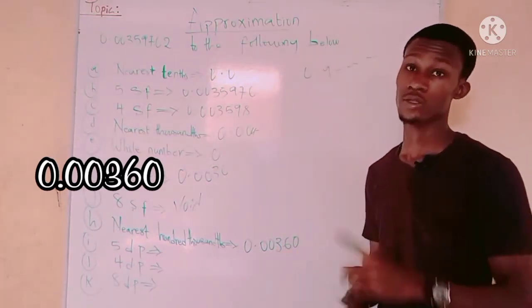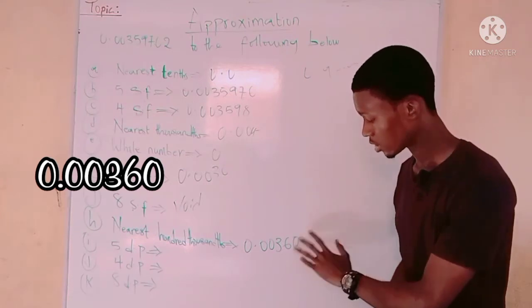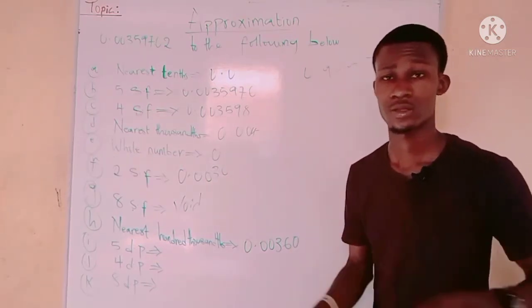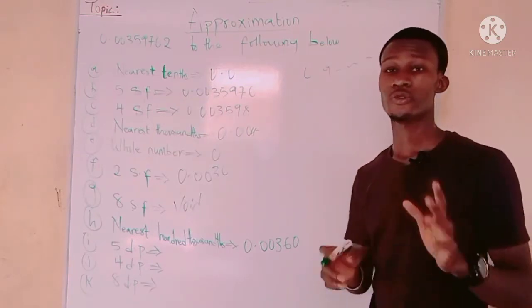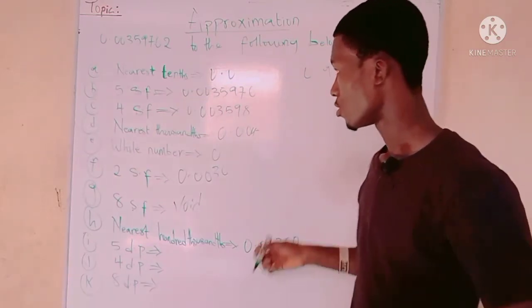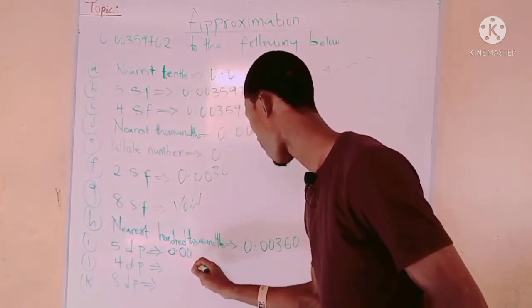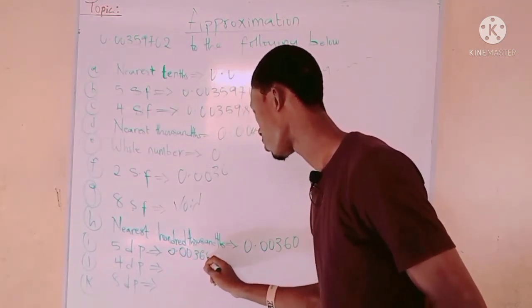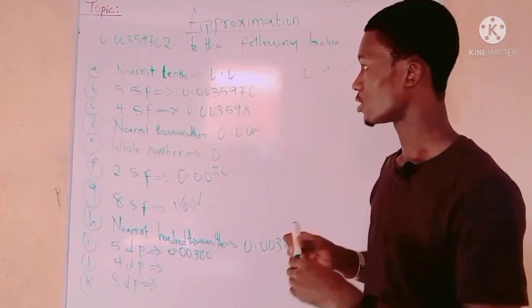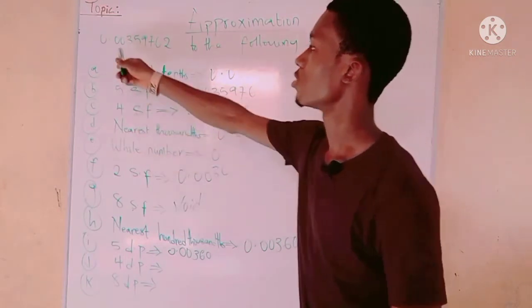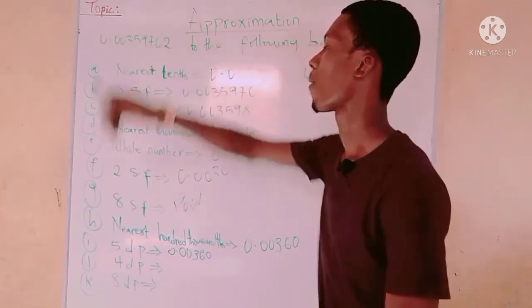We shouldn't forget our 0, it is very important, please. Do not just do this and throw away your 0, or you end up writing something else. Please, for many of you who might be doing something like that. So this is our answer, 0.00360. 4 decimal places. We'll count 1, 2, 3, 4.